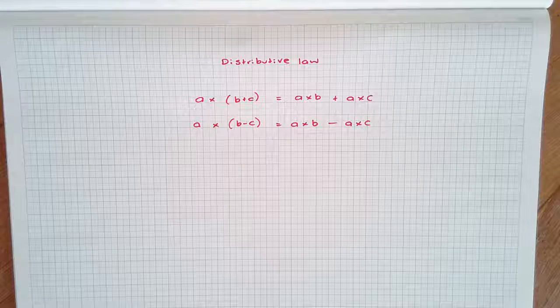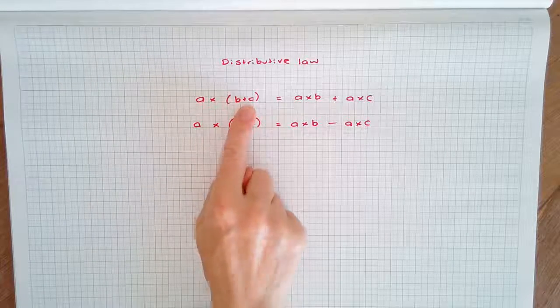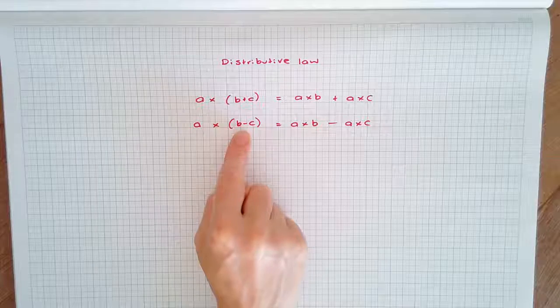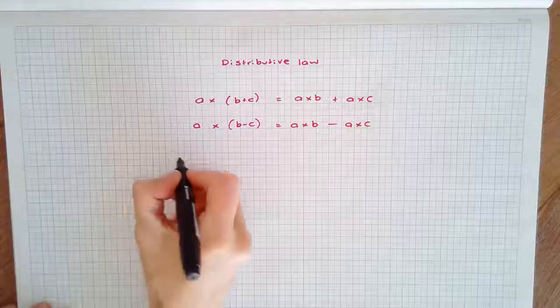In this video, we're going to have a look at the distributive law. The distributive law says that multiplying a number by the sum or the difference of numbers is the same as doing each multiplication separately. Let's look at an example of each.